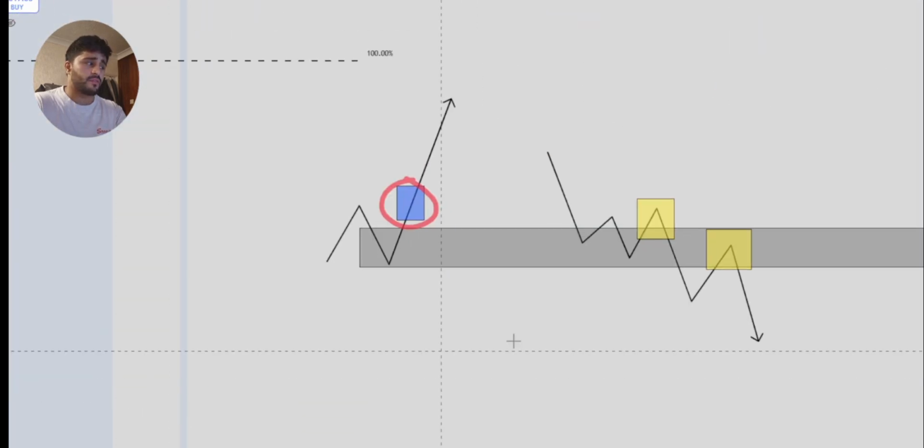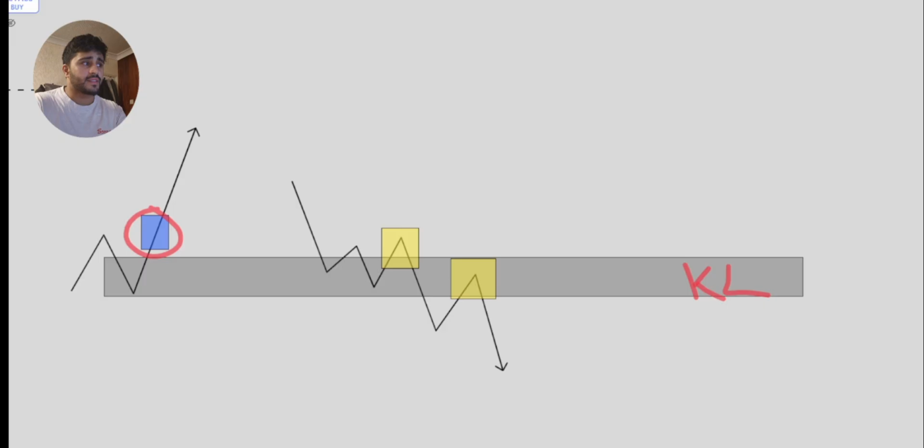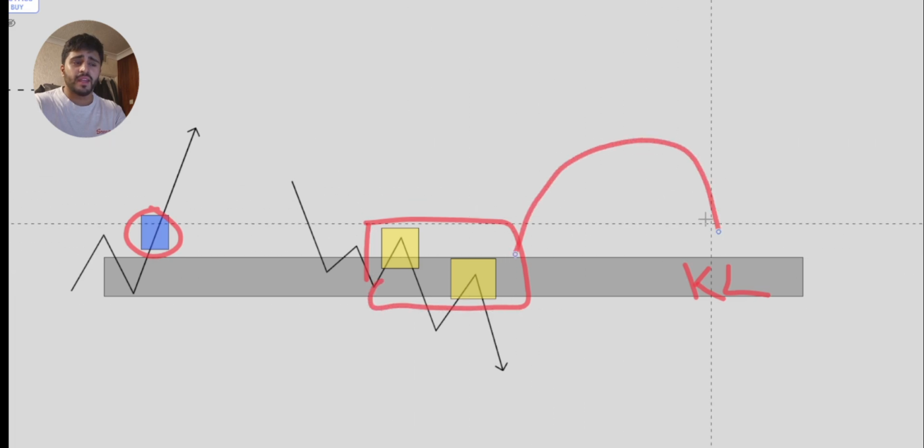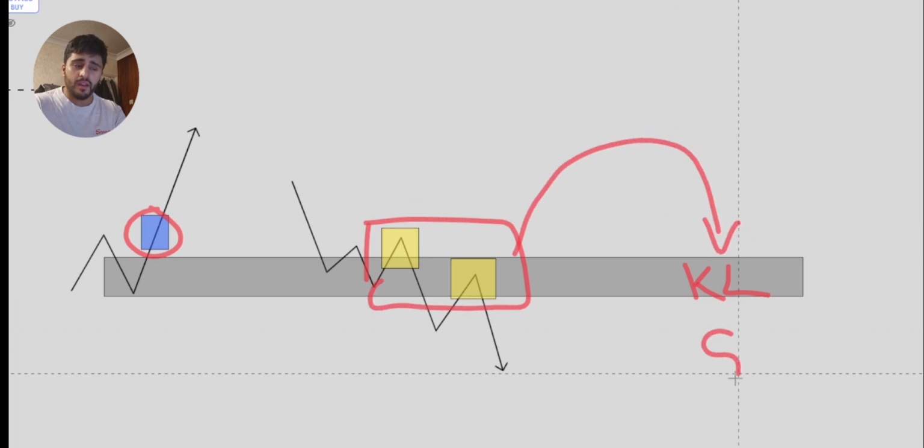So if we go back to our schematic over here, what's going on is that there's been basically a failure of buyers in this region. Here, buyers have failed, which means that this key level is an area of supply.